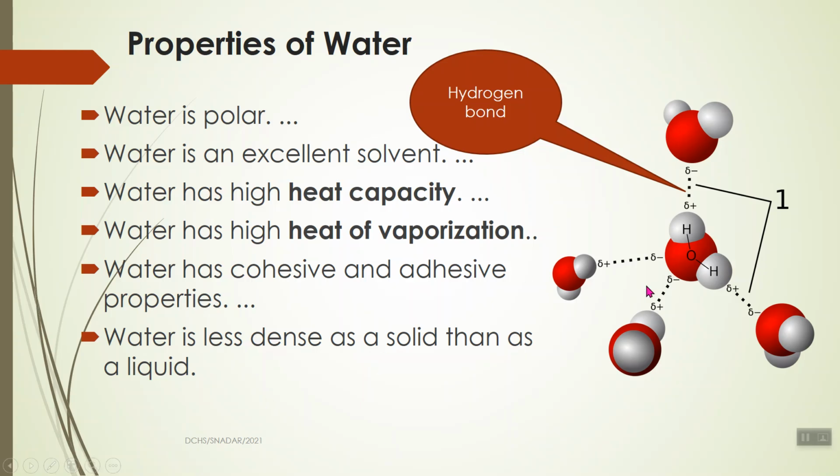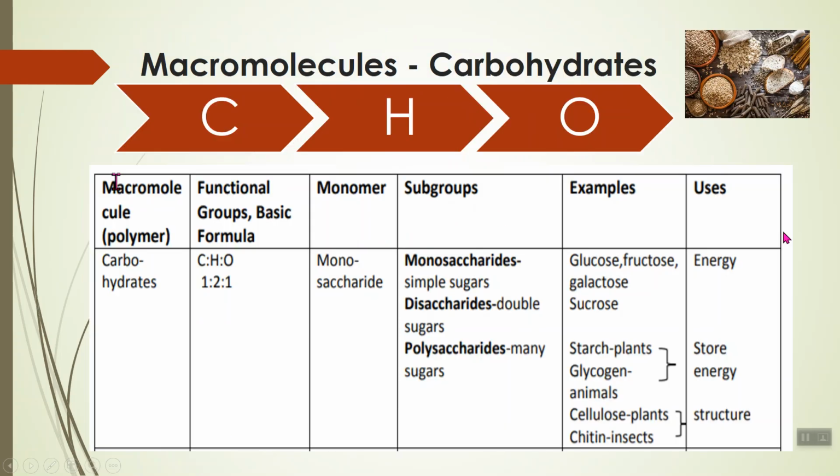Do you know why it happens? When you freeze water, the hydrogen bonds push the water molecules away, forming a crystal lattice that increases the volume of the water as a whole crystal. Increasing the volume decreases the density, and that's why ice floats on the surface of the water.